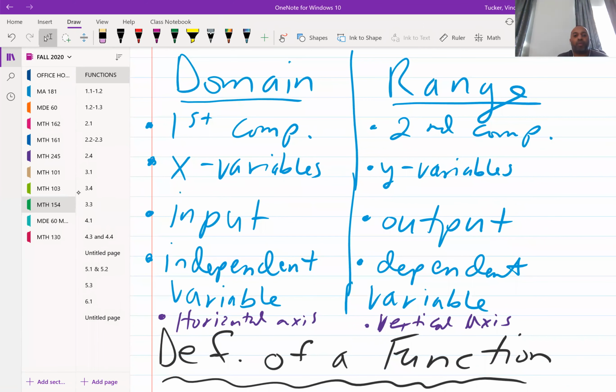So comparing the two, a straight comparison between domain and range. Domain is your first component, whereas range is your second component. That means your domain will be your x variables, while your range will be your y variables. Domain is your input, range is your output. Domain is also your independent variable, and your range is your dependent variable. Also, your domain is your horizontal axis, while your range would be your vertical axis.